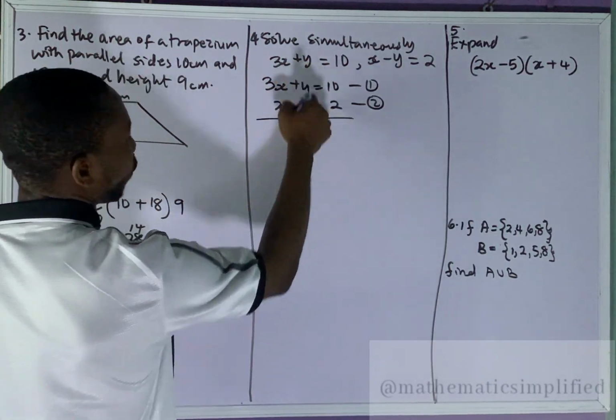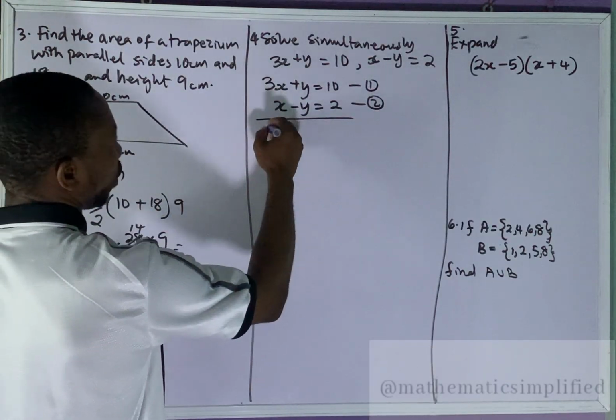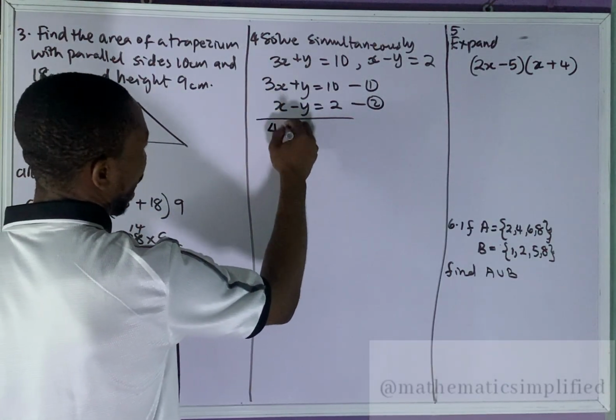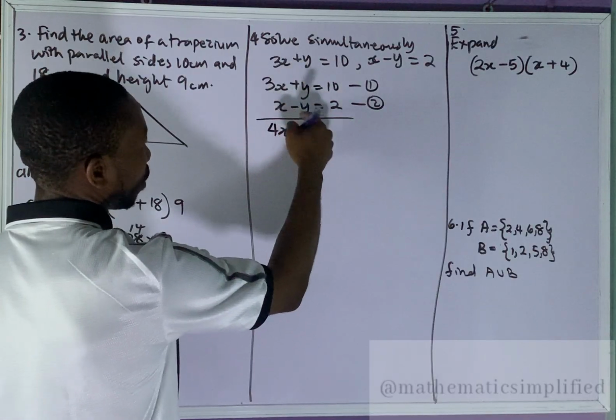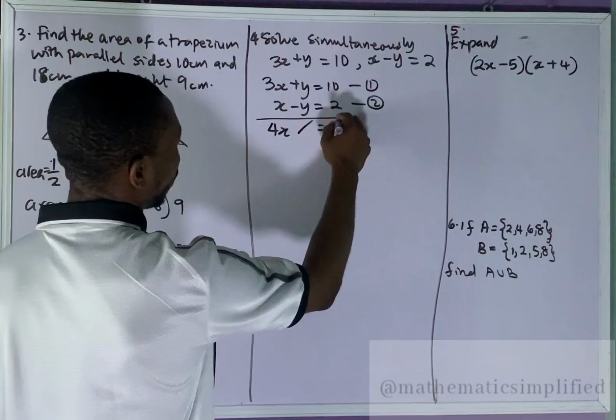Alright, now since they're having different signs, we do what? We add. So 3x plus x will give us 4x. y plus minus y will cancel out to 0. Now 10 plus 2 will give us 12.